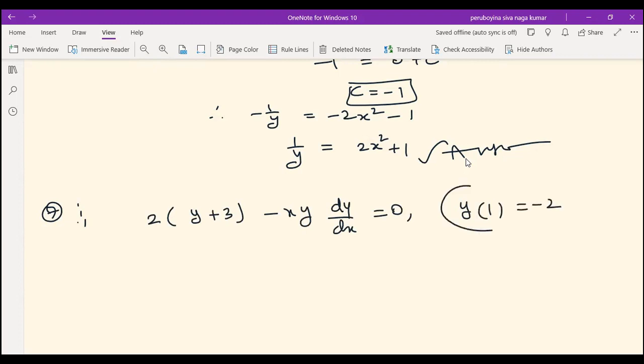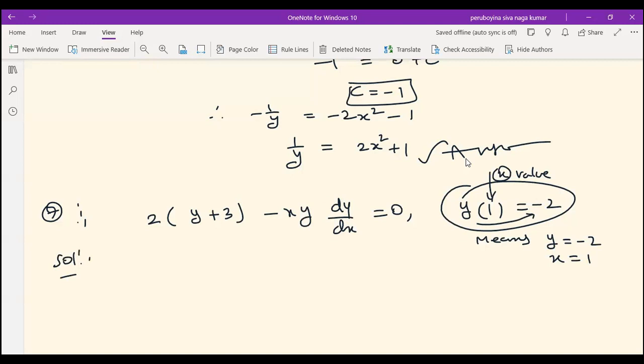Here, this means y value is minus 2, x value is 1. Look at this, this is the x value. Okay, 1 is the x value and the y value is minus 2. Write it separately like this. Now you know how to solve this DE.